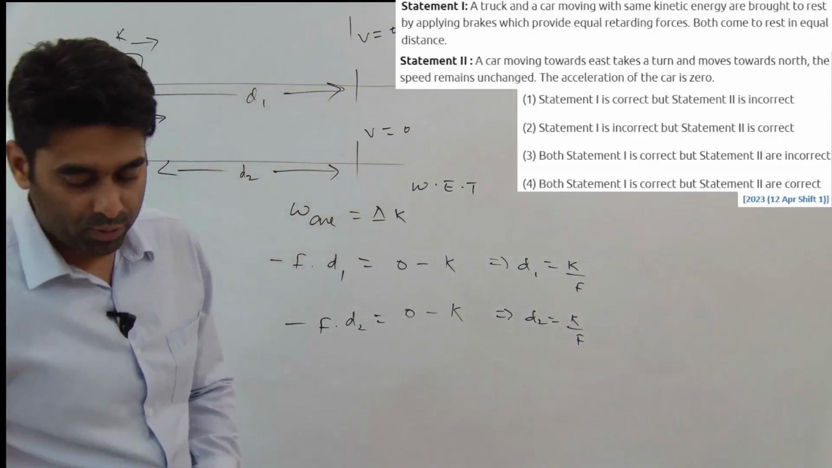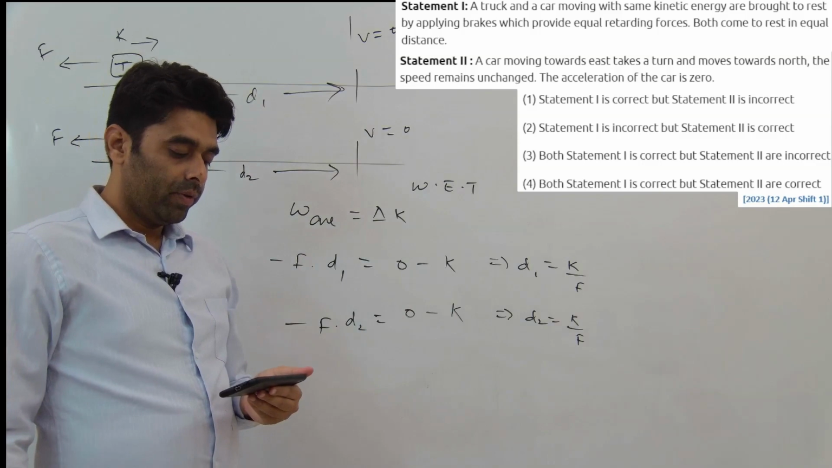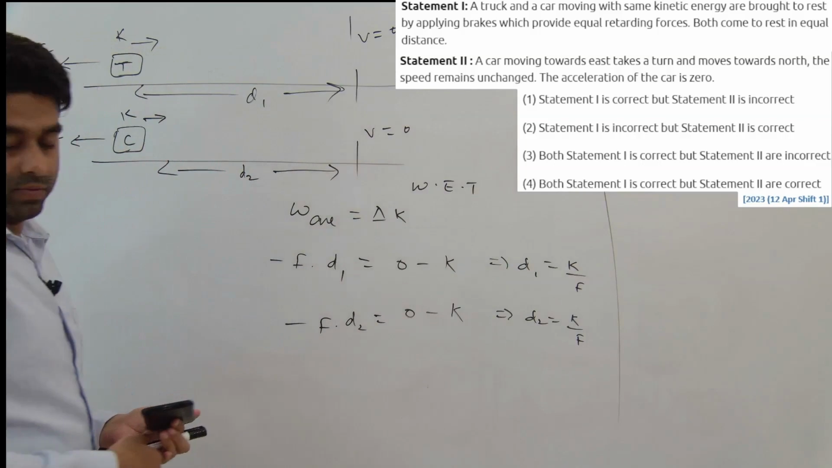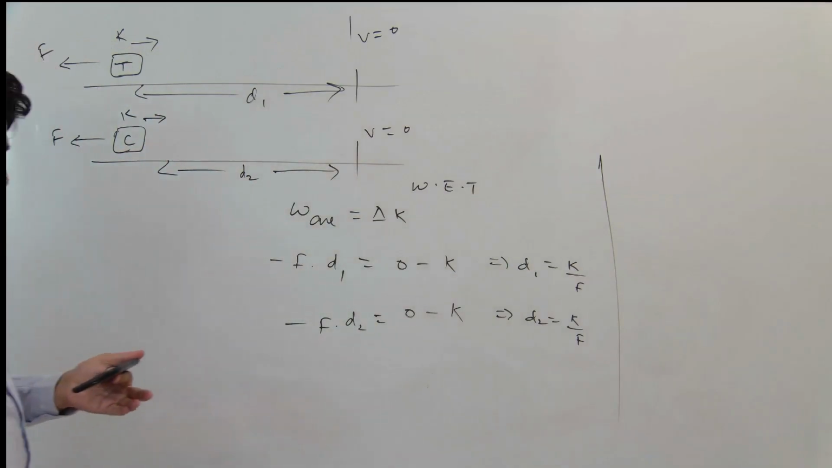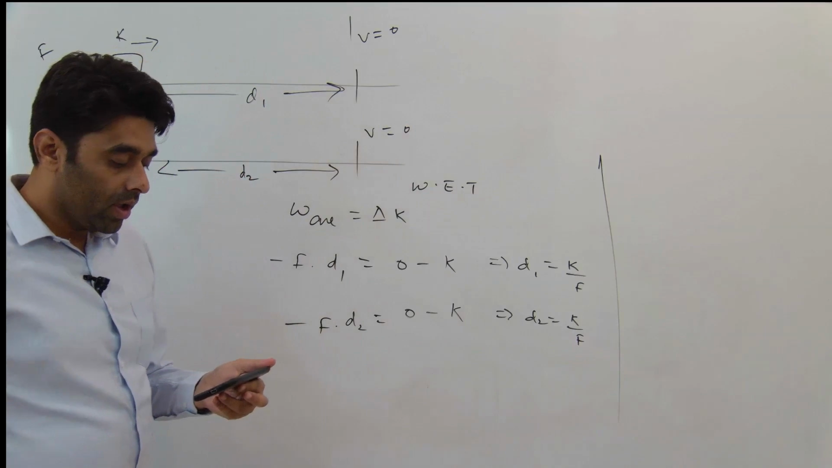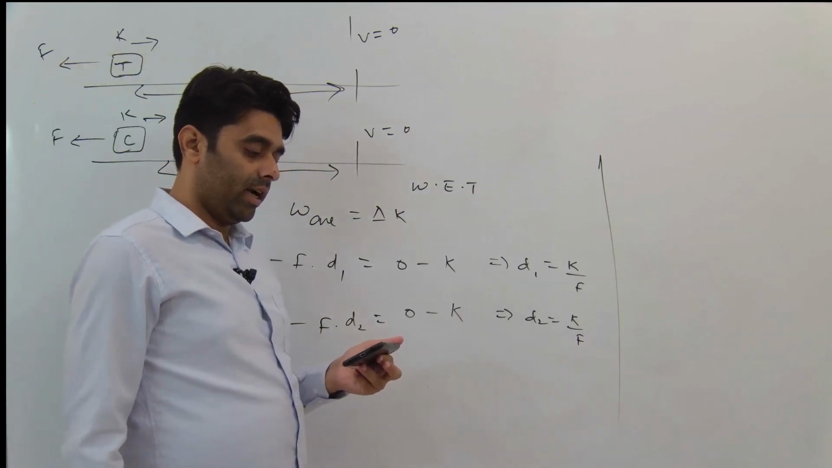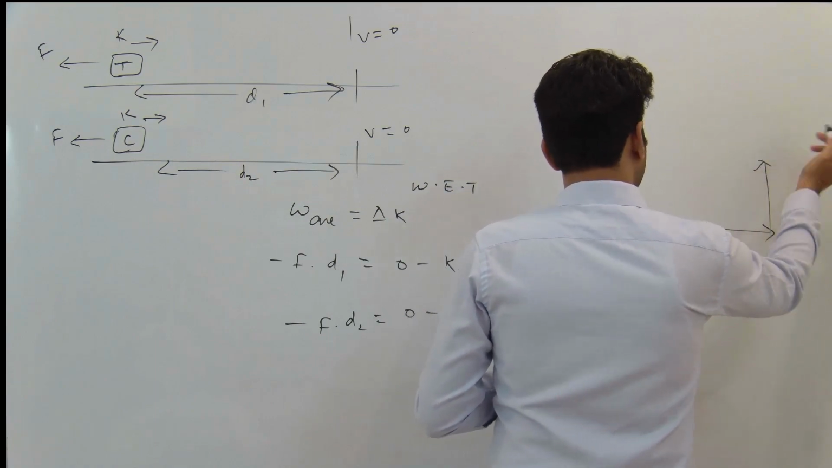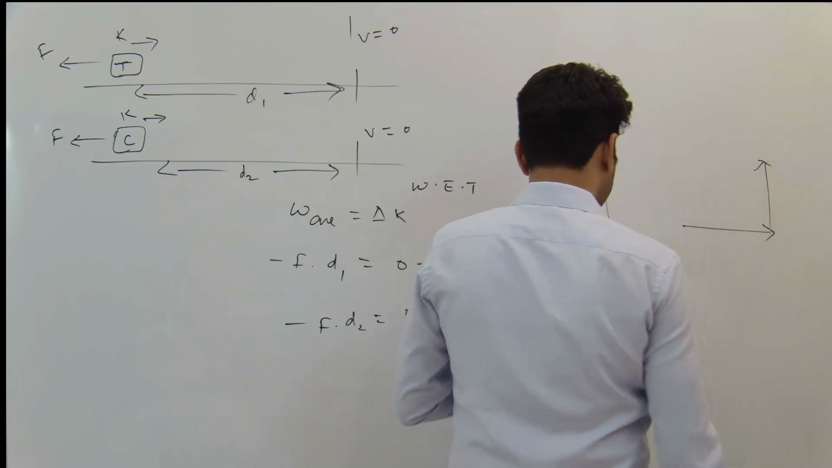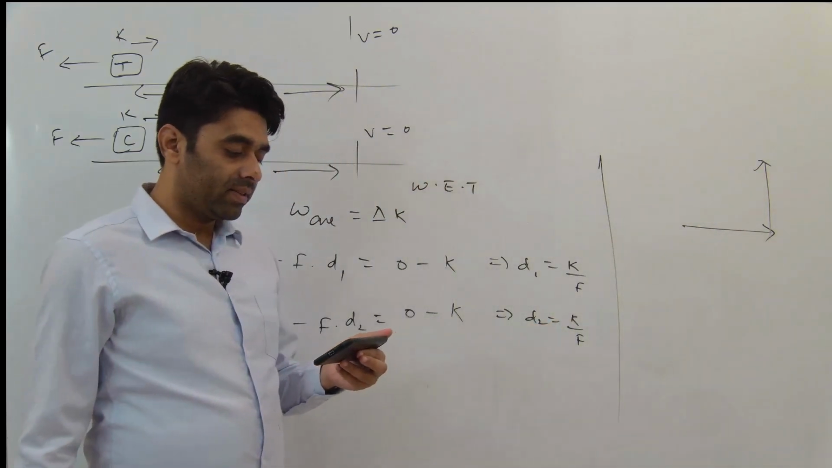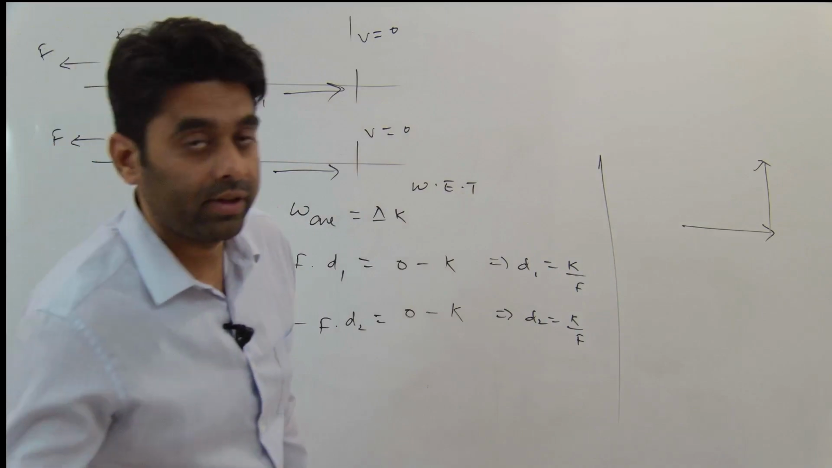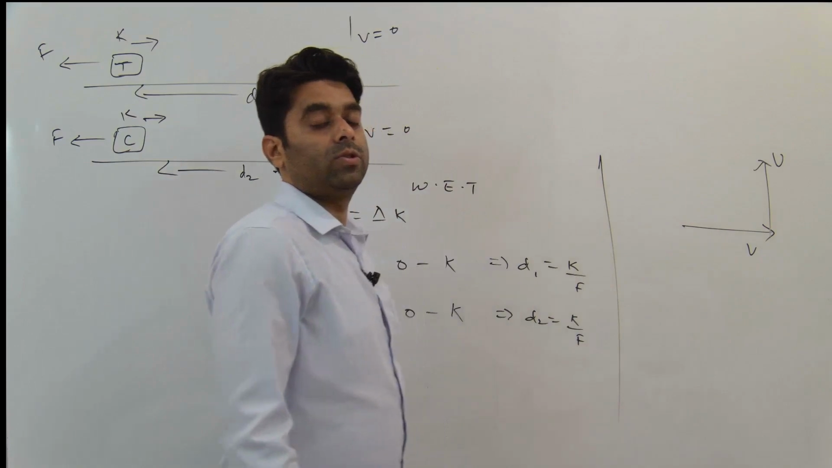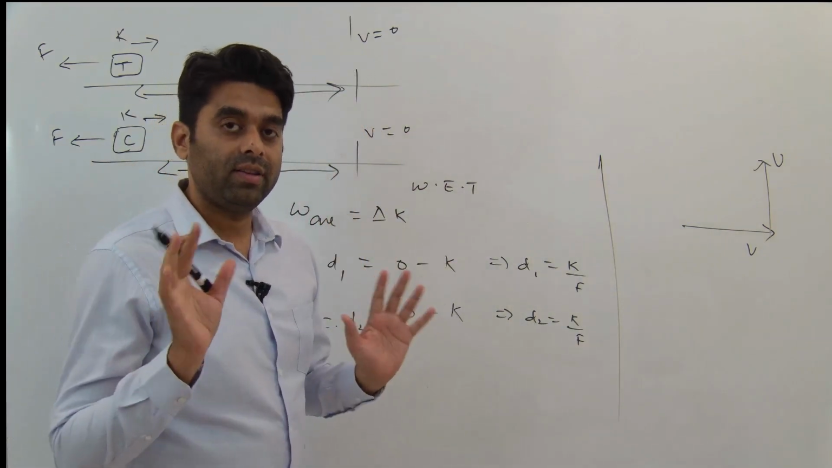Let's look at statement 2. What it says is, I hope you have read the question. A car moving towards east takes a turn and moves towards north. So first it is moving towards east with the speed v, then it takes a turn and moves towards north with the speed of v. The speed remains unchanged. They say that the acceleration of the car is 0.